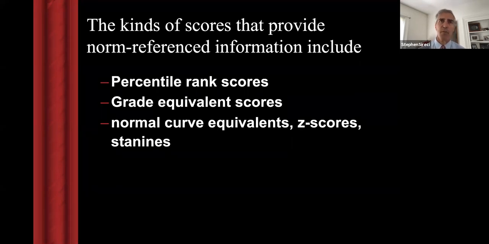If you see things like percentile rank scores, grade equivalent scores, normal curve equivalents, z-scores, or stanines, these are all scores that represent the relative position of the student in that norm group. If you're at the 90th percentile on a test, then you have performed as good or better than 90% of the people in that norm group. If you're at the 10th percentile, you scored as good or better than 10% of the people. If you have a grade equivalent score of 5.1, that means you scored as well as the average 5th grader during the first month of school. So the referencing of these scores is related to the average performance and the distribution of performance of the norm group.